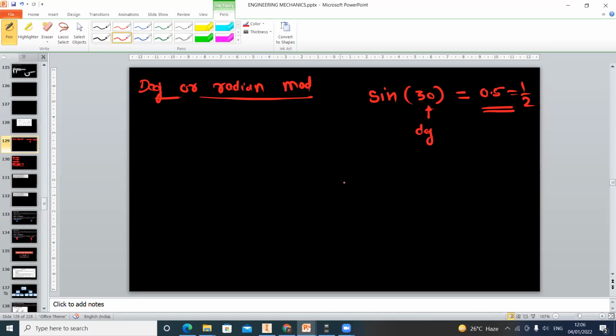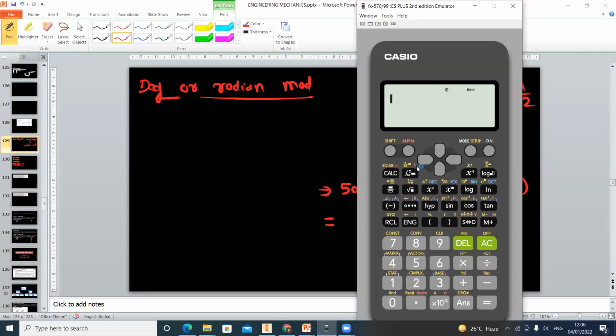So while doing the calculation, let us take some equation like this: 50 sine 30 minus 40 sine 45. If you want to find the answer for this equation, then you have to enter these values in degrees. There are two modes available in your calculator. So how to select this degree and radian mode?